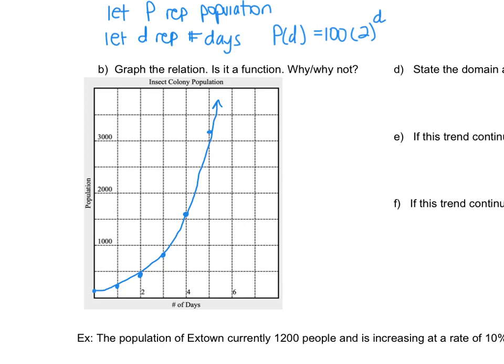If we look at this, this is a function because every day has only one possible population. Yes, because every independent variable, so every D, has only one dependent variable, so P value.